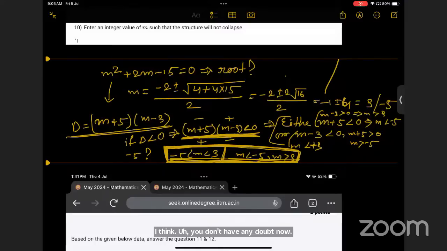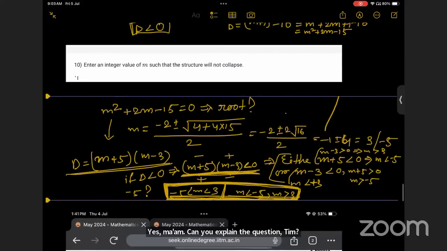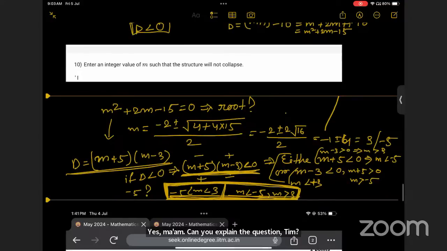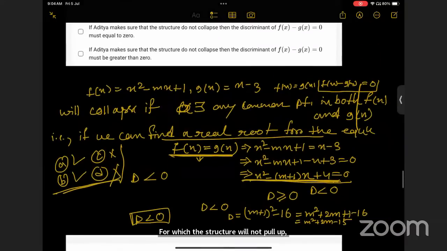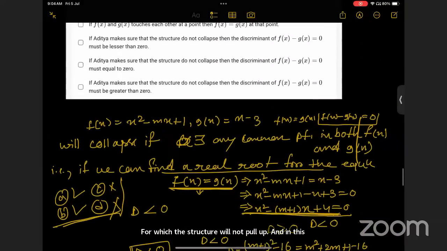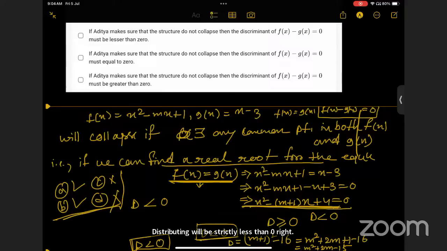Ma'am, I can't understand question 10. Can you explain question 10? Okay. This is saying to enter an integer value of m such that the structure will not collapse. So you have to find some integer value for which the structure will not collapse. And in this question, we have already seen that if the structure collapses, then the discriminant will be strictly less than 0, right?